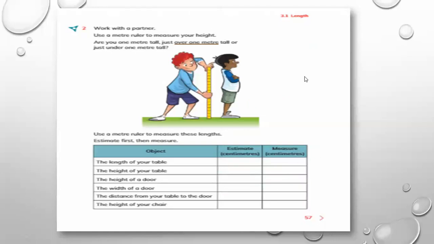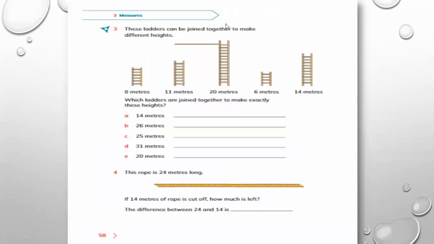Moving on to the next question. Question number 3. These ladders can be joined together to make different height. We have 8 meters, 11 meters, 20 meters, 6 meters, and 14 meters. Which ladders are joined together to make exactly these heights? The first one is 11 meter and 14 meters, sorry. So here we have different heights.